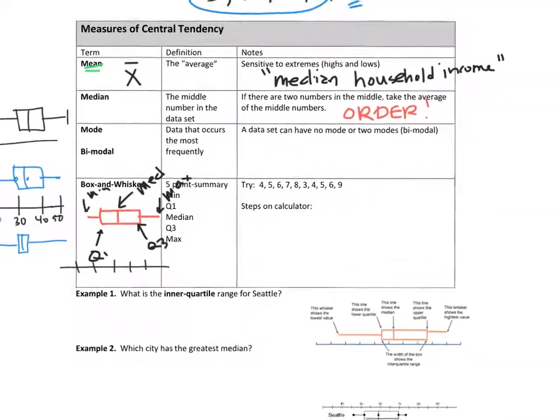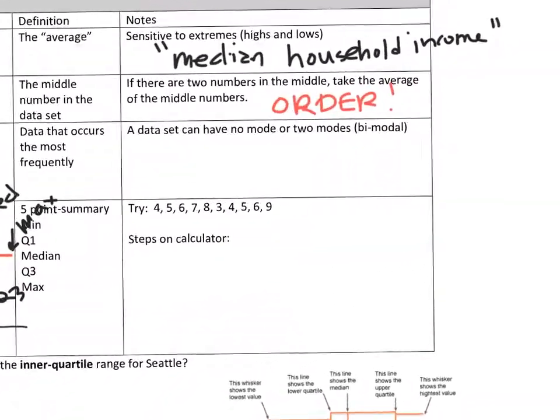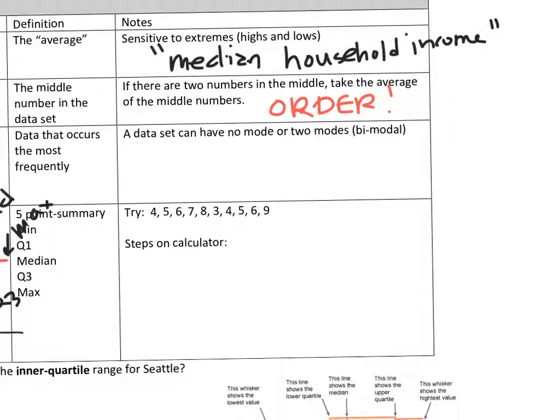On your calculator, I'm going to link a video to do it. But the first step when you're doing a box and whisker plot is you're going to go to Stat. Then you're going to press Edit. And then you're going to want to put this data in your L1. So in my L1, I'm going to write in 4, 5, 6, 7, 8, 3, 4, 5, 6, 9. So I put all of this data in here.